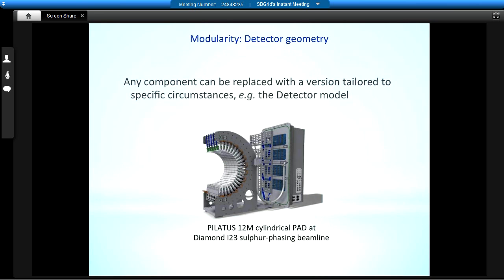Also, as I keep saying, we can adapt any of these models to encode specific circumstances. So this is a special detector built by Vectris for beamline I-23 at Diamond. This is a sulfur phasing beamline, and because we're using those long wavelengths, the crystal has to be put in the center of the detector because the diffracted rays go off at all angles, and it also has to be done in vacuum. So the crystal sits here, and there are 120 silicon sensors arrayed in a cylinder.